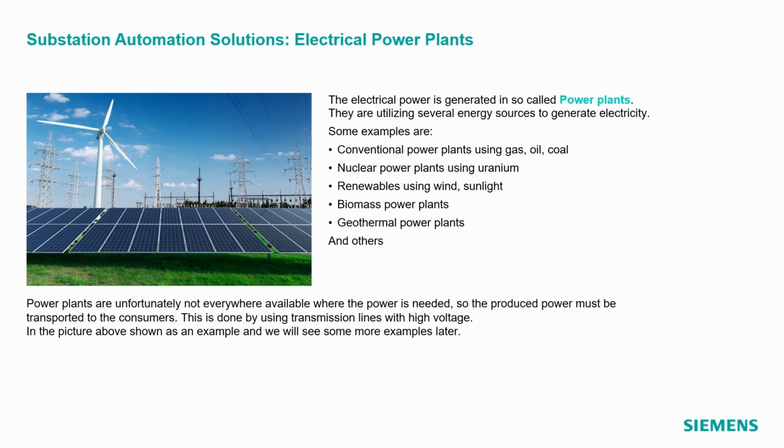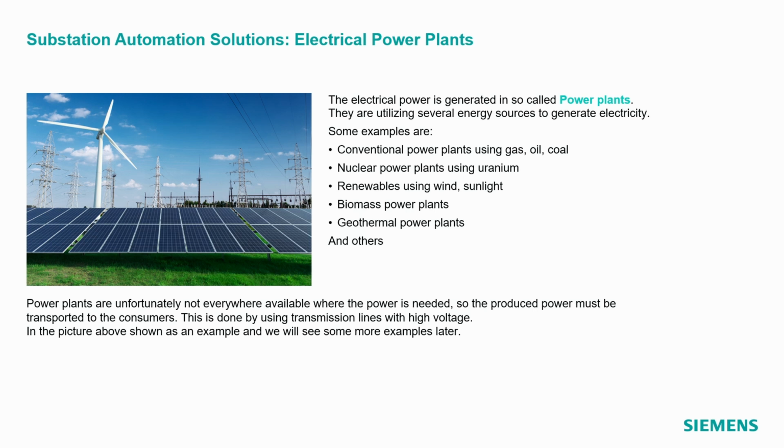Electrical power plants. These are the units where the electrical power is generated by converting raw materials into electricity. Unfortunately, except the solar panels on our balconies or the roofs on our houses for private use, power plants are located somewhere where the conditions are good to produce energy, but these places are not always where the energy is finally needed.